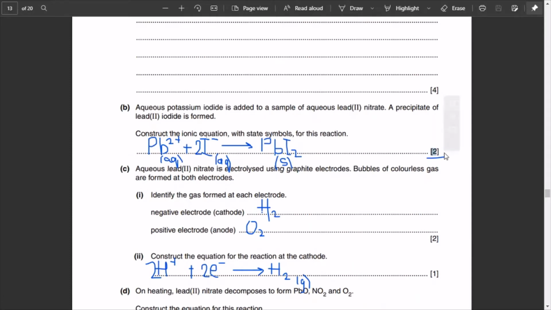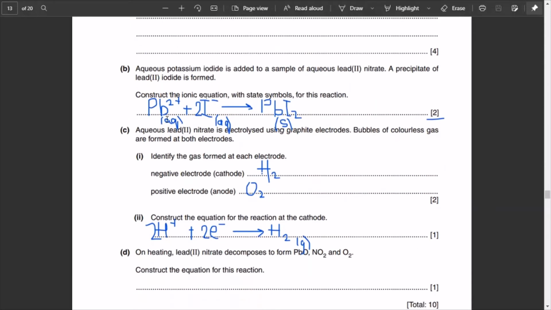Earlier the questions were of 2 marks. Now the questions usually come of 1 mark, which are related to construction of equations. So it's a do or die matter. You are supposed to balance it as well as write the correct symbols, otherwise you get a 0 mark. So make sure you do both of them correctly. And here we are mentioning the state symbols too, that is aqueous, aqueous and solid.